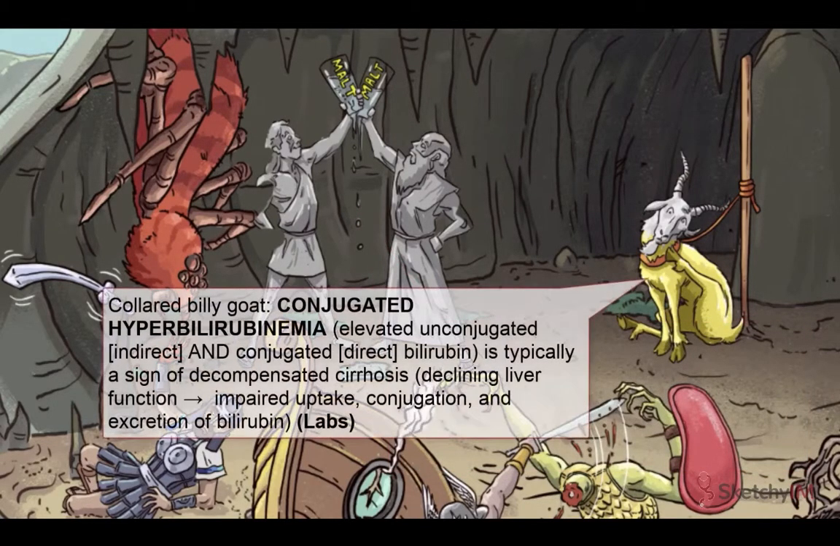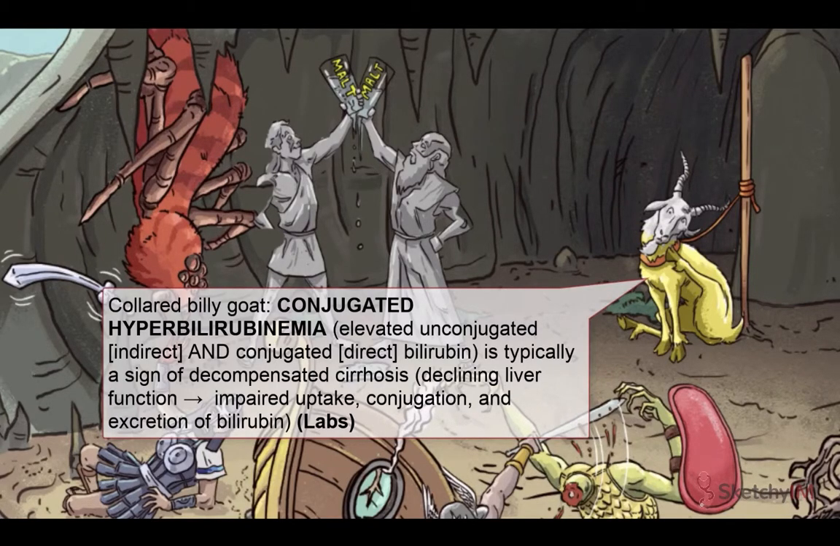In most cases of cirrhosis, the bilirubin level remains normal until the decompensated stage. But as the liver begins to fail, expect to see development of conjugated hyperbilirubinemia, represented here by this collared billy goat. As we've mentioned earlier in this chapter, conjugated hyperbilirubinemia is characterized by elevations in both conjugated and unconjugated bilirubin, reflected as elevations in both total and direct bilirubin, respectively.